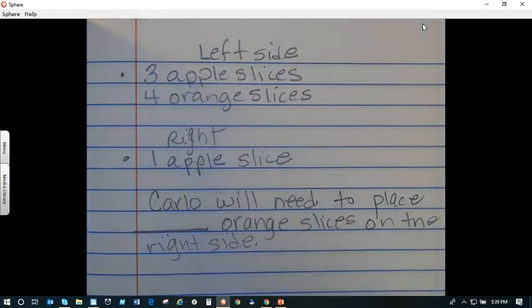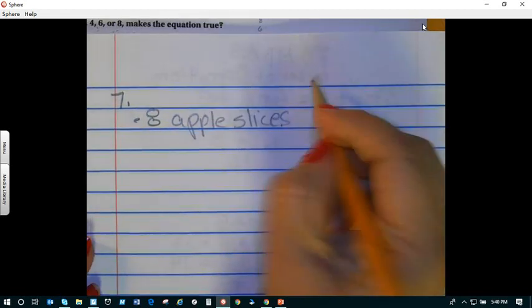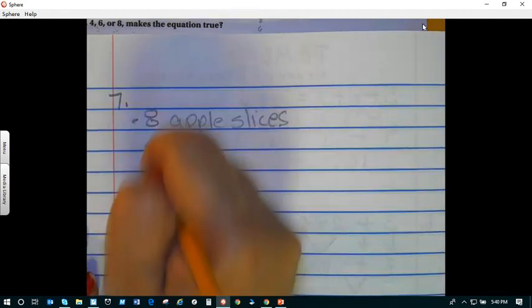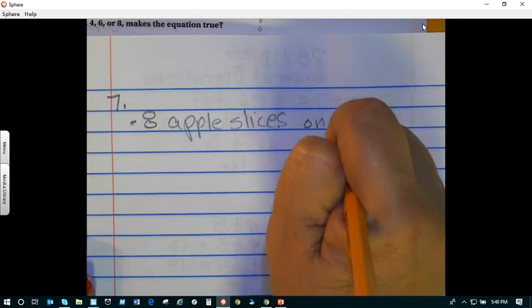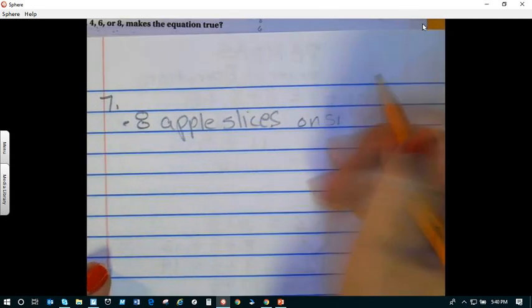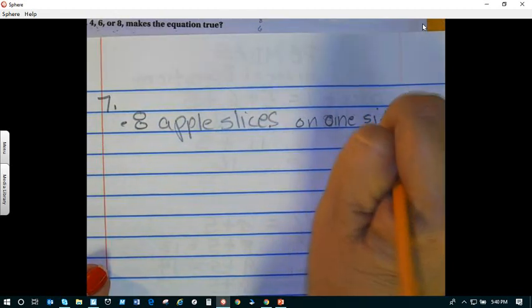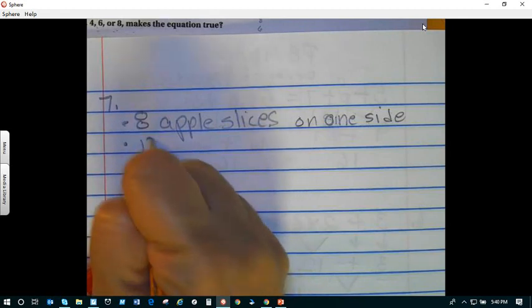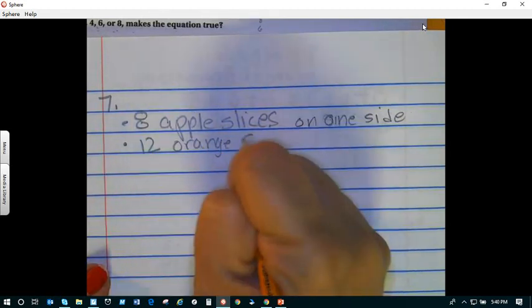Now, today we went over number 7. And for number 7, I'm going to write on this side over here. The number 7 problem was, if you didn't work it out, that Carlo places 8 apple slices on one side of a pan balance. So this is on one side. I'm going to put the 1. And over here, he placed 12 orange slices on the other.